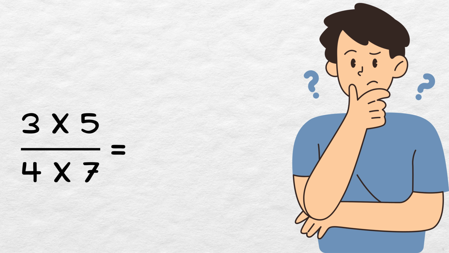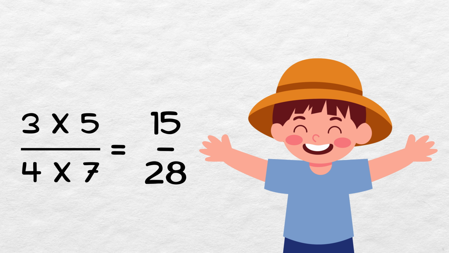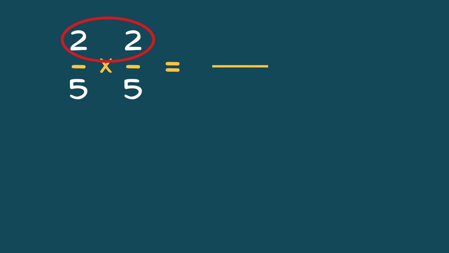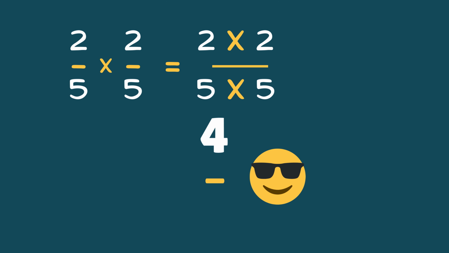In fact, if we go ahead and do the multiplication, 3 multiplied by 5 equals 15, and 4 multiplied by 7 equals 28. See? It's that easy. Here's the key to multiplying fractions. Multiply the top numbers, the numerators. Then multiply the bottom numbers, the denominators. And yes, you've got your answer.